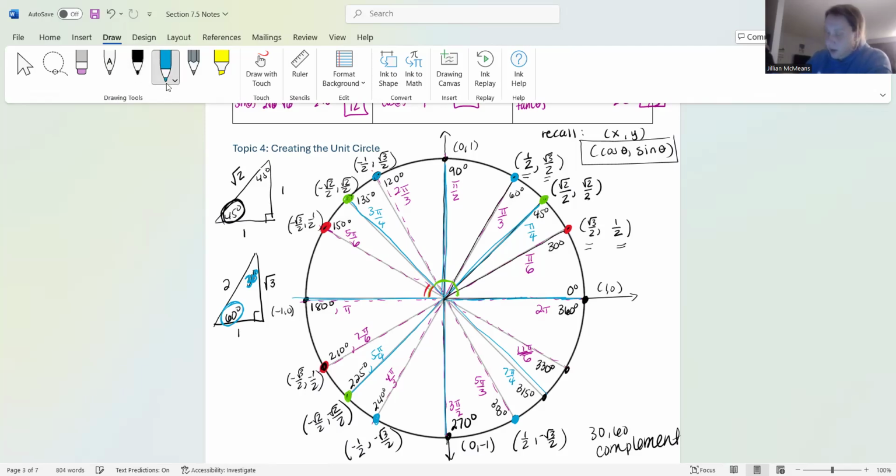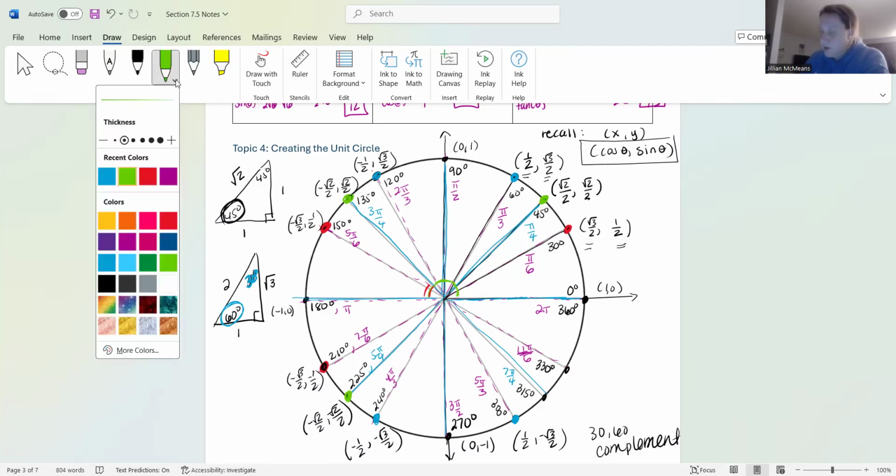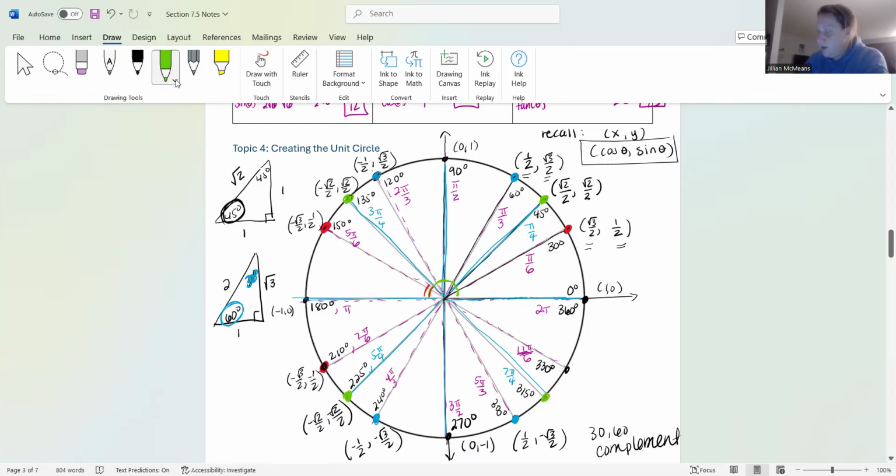And then we've got to go, let's see, green. This green point matches this green point. But again, we're in quadrant four where cosine is positive and sine is negative. So we get root 2 over 2, comma, negative root 2 over 2.